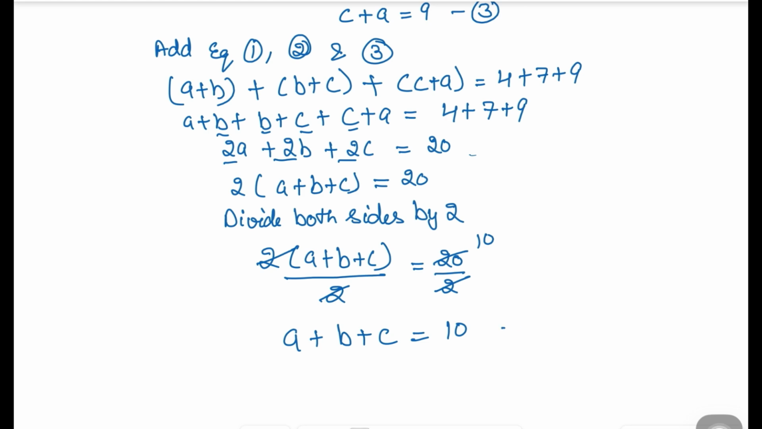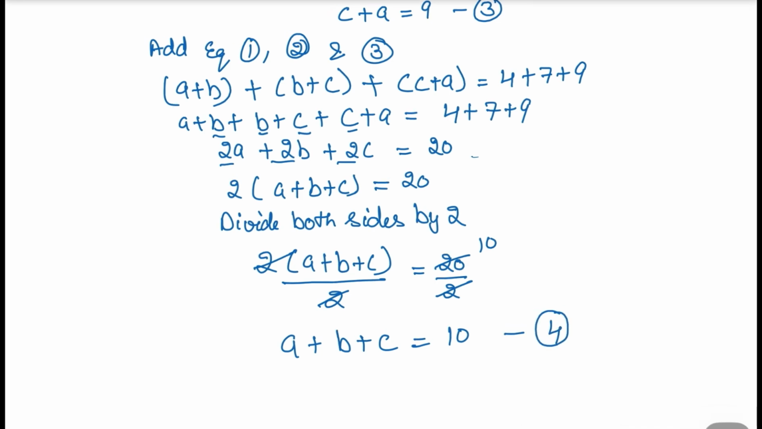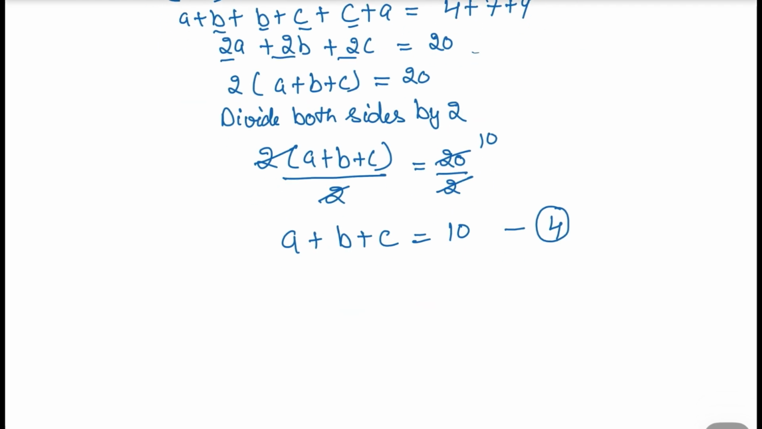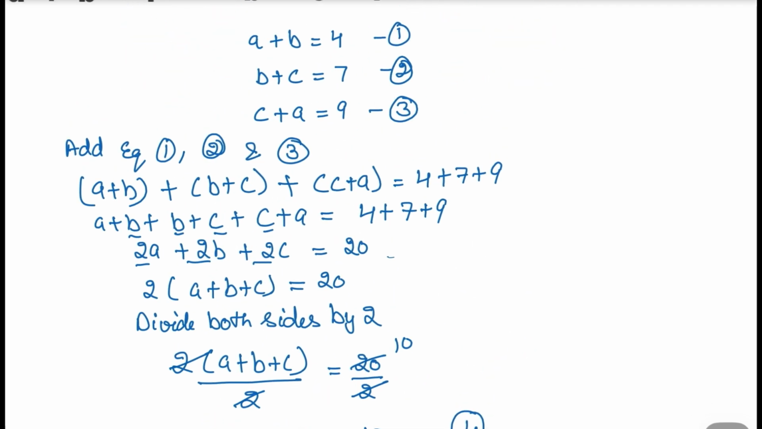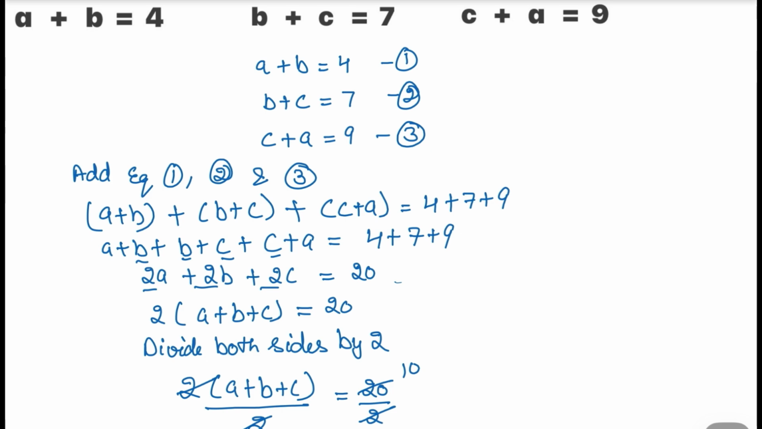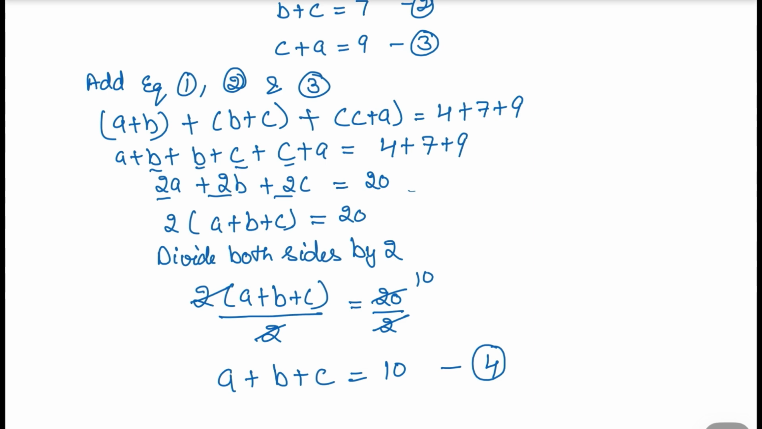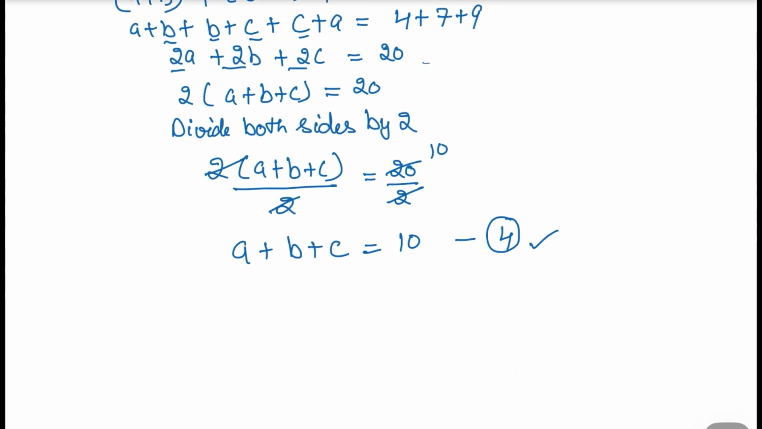So mark this equation as equation 4. Now we know that the sum of all three variables is equal to 10. Let's use this information to find each variable one by one. So now just recall the equation 1. Here it is, equation 1. It is a plus b is equal to 4. Now substitute the value of a plus b into the equation 4.